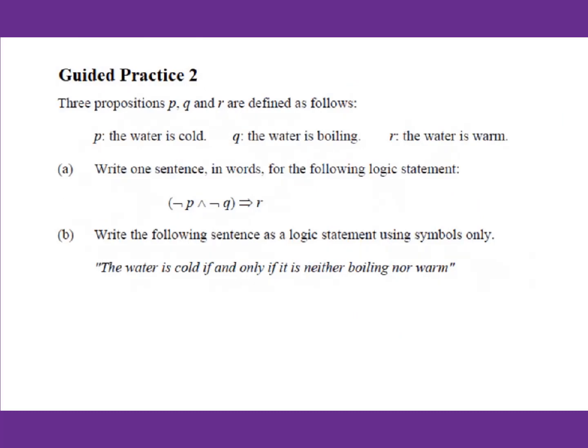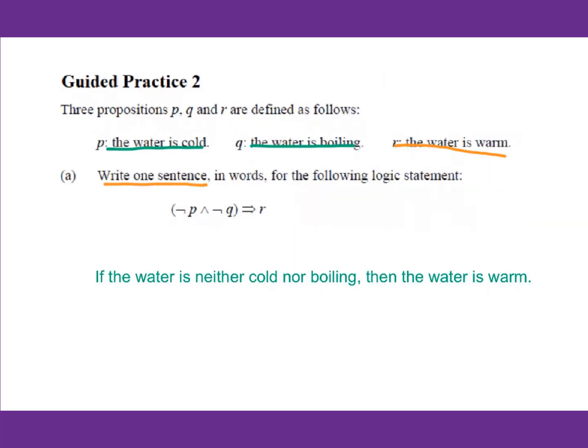Guided practice 2. Three propositions P, Q, and R are defined as follows. P, the water is cold. Q, the water is boiling. R, the water is warm. For A, write one sentence in words for the following logic statement: not P and not Q implies R.